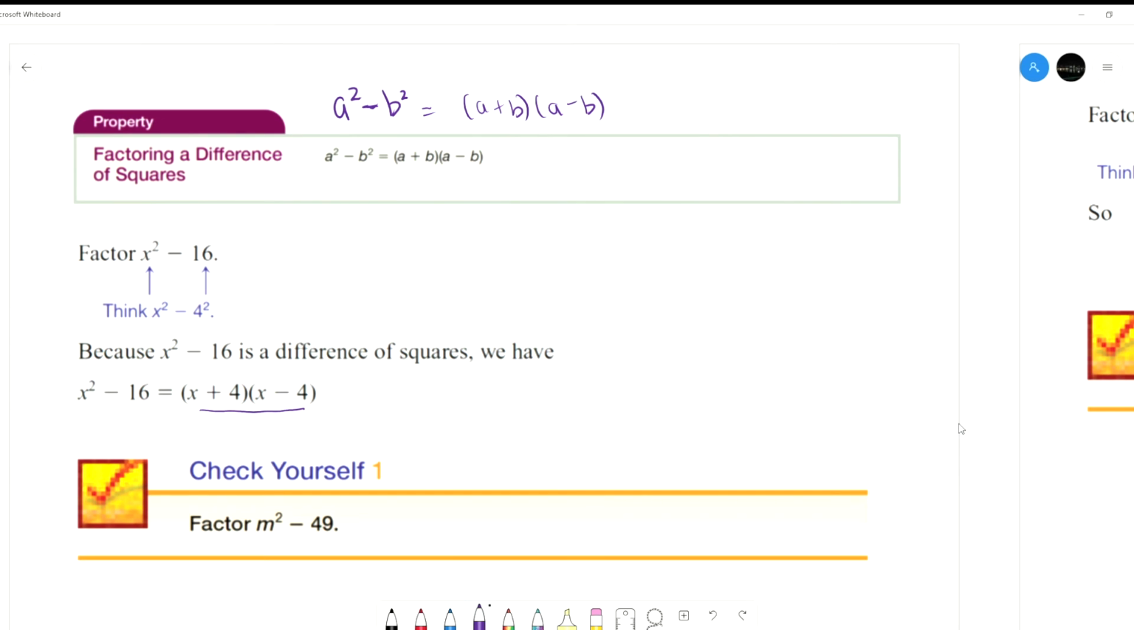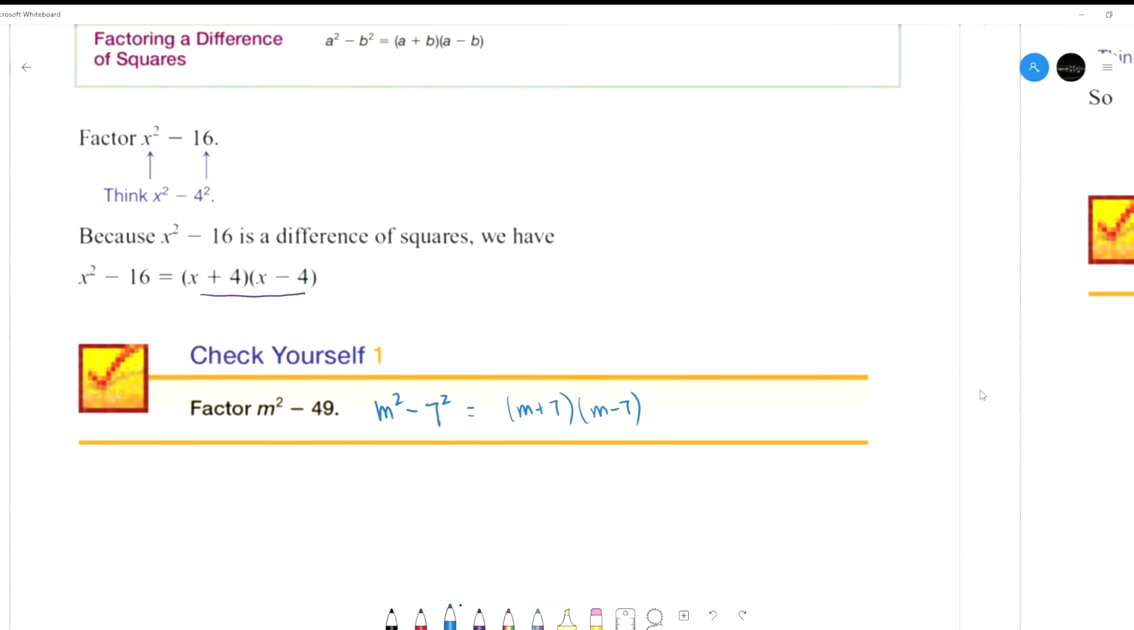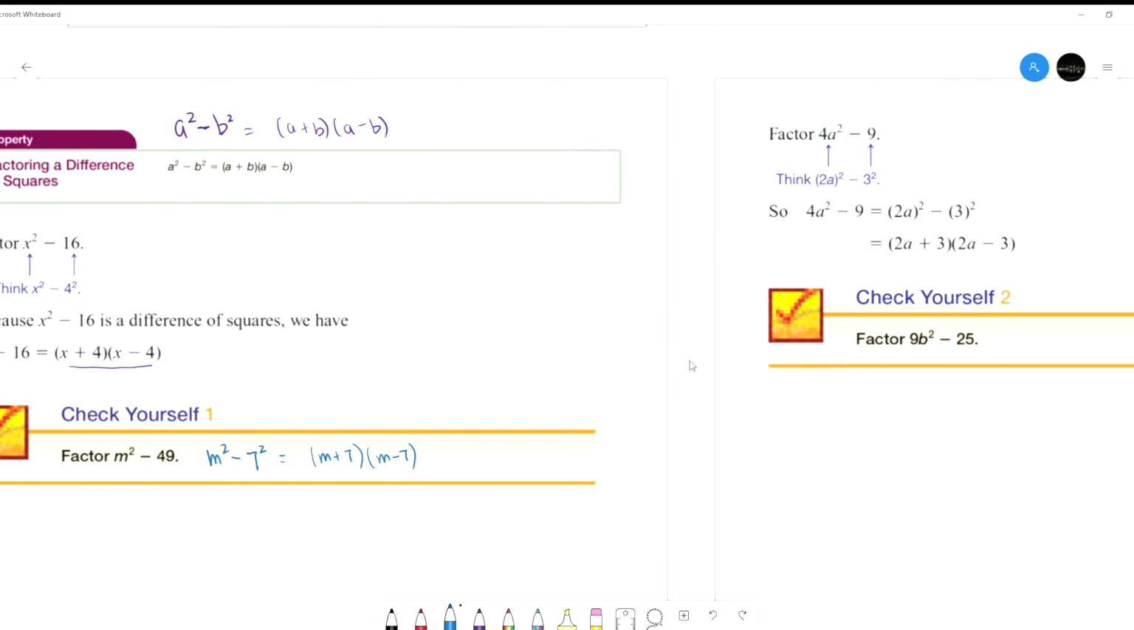Okay, so let's try this next problem. It says factor m squared minus 49. So if you see, the 49 is actually a what? If I were to write it in the same format, this is m squared minus 7 squared, right? So that means this is just m plus 7 times m minus 7 in parentheses. Any questions with that? Alright, then let's move on to another example.